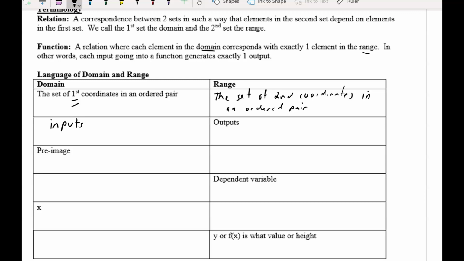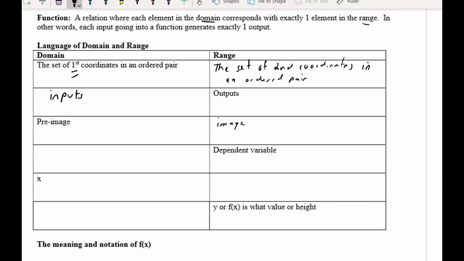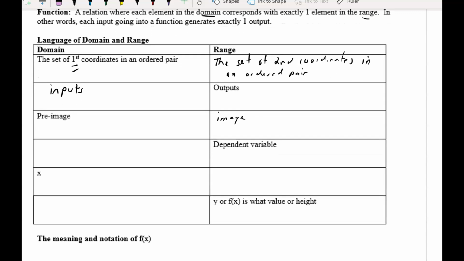The domain of a function is the set of pre-image values, and the range is the set of image values. The range is also the set of dependent variables. They depend on the inputs. They're outputs that depend on whatever the function does to the inputs. The inputs are called independent variables.